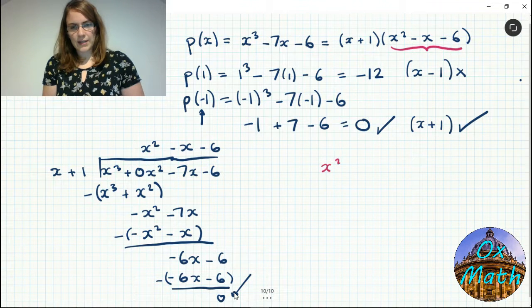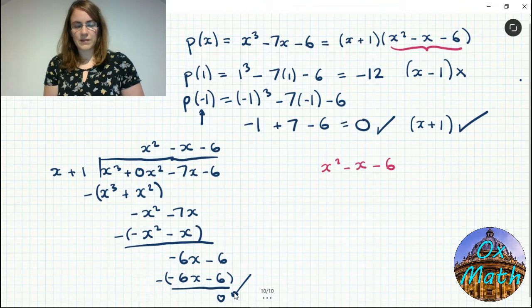So x squared minus x minus 6. We could do it in the same way, test some values of x to find out what our factor is, and then do the polynomial division, but I find it easier with quadratics, especially with only one x squared, to just factorise.